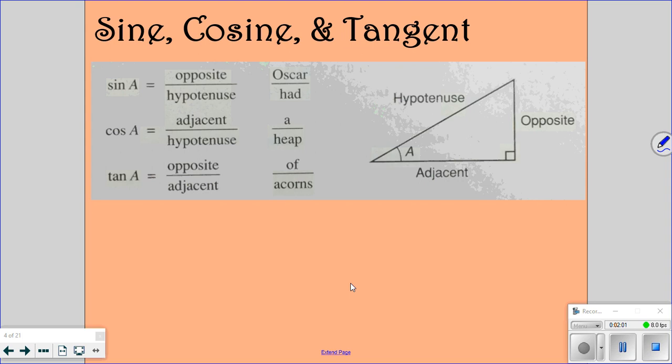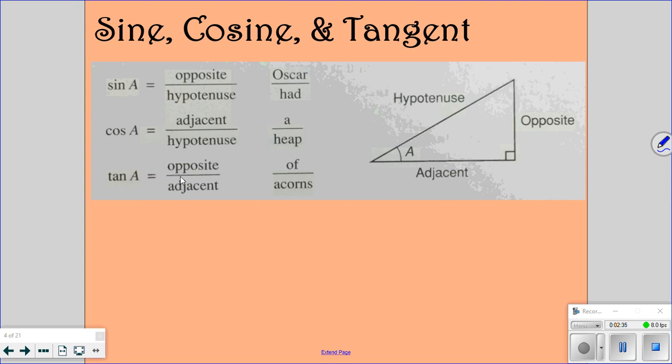So this book says Oscar had a heap of acorns. One Algebra 2 textbook says Oscar had a hold on Arthur. It's the first letter of the words. O is for opposite, H hypotenuse, A adjacent, H hypotenuse, and then the acorns is the adjacent. You can make up whatever you want for a memory device. It doesn't matter to me.